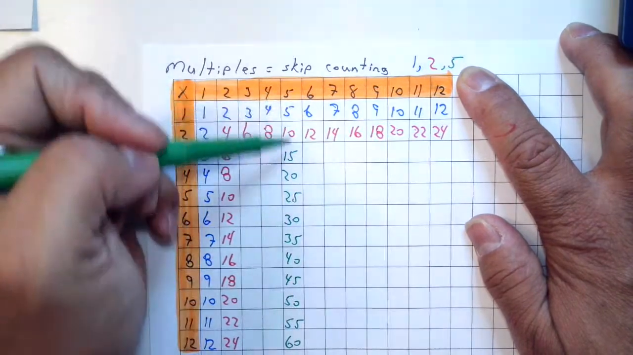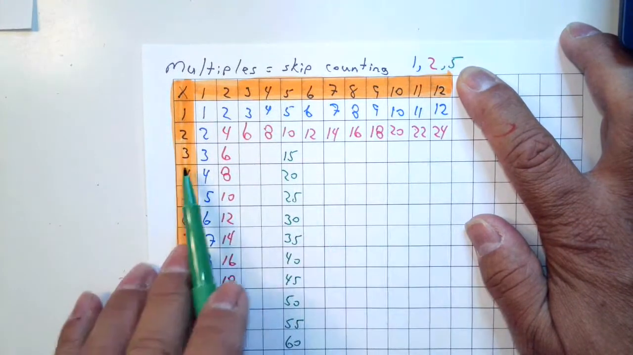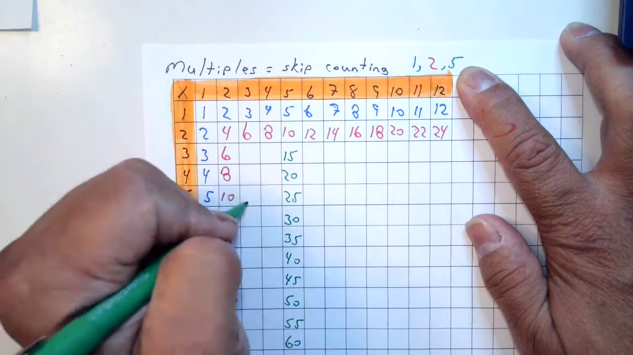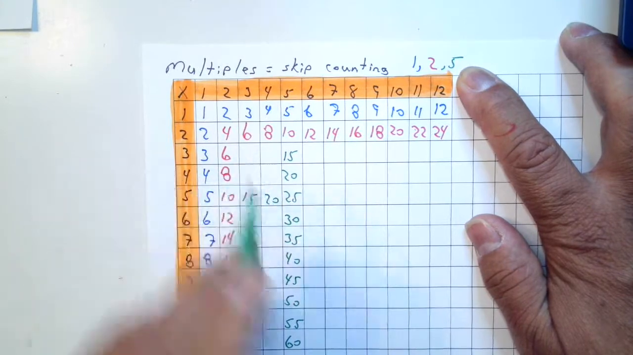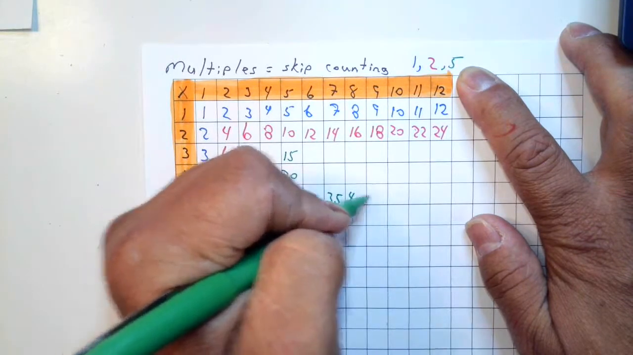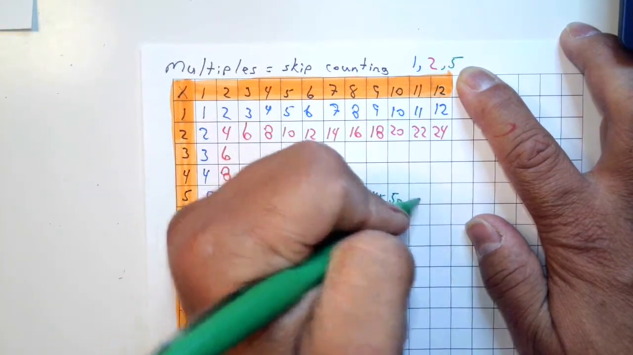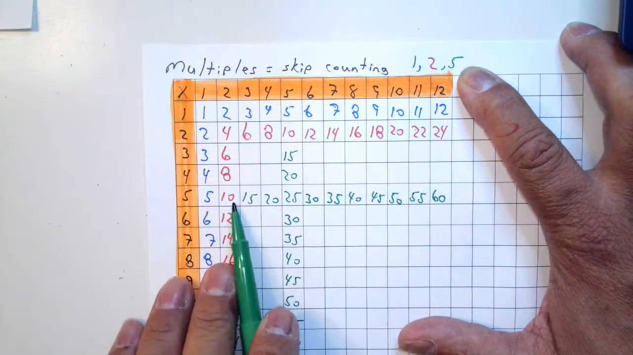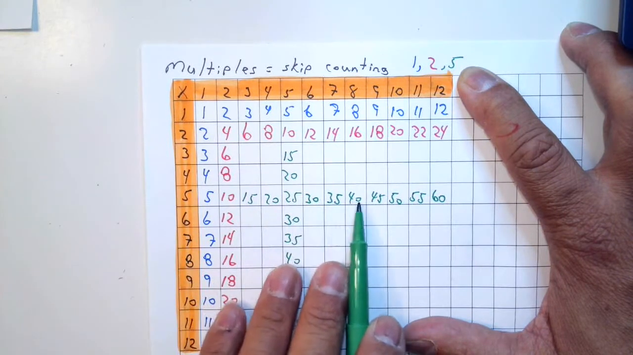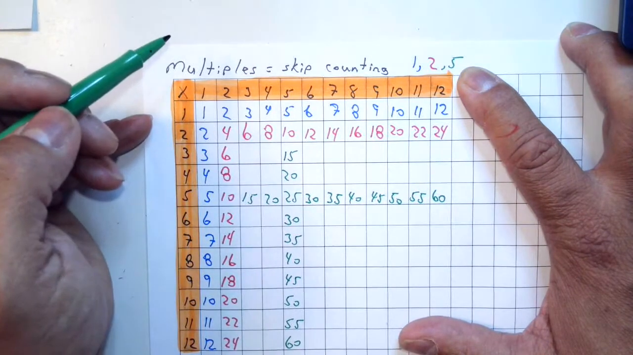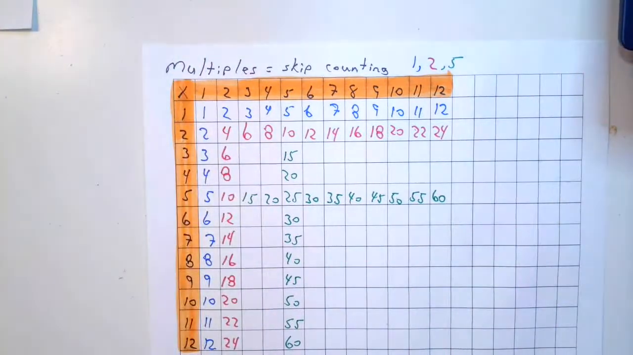We did it going down. Now we're going to go across. So multiples of 5 going across. 5, 10, 15, 20. We already have 25, 30, 35, 40, 45, 50, 55, 60. See that? Once again, if you ever get confused on any of this video, please just pause, rewind, and go back.